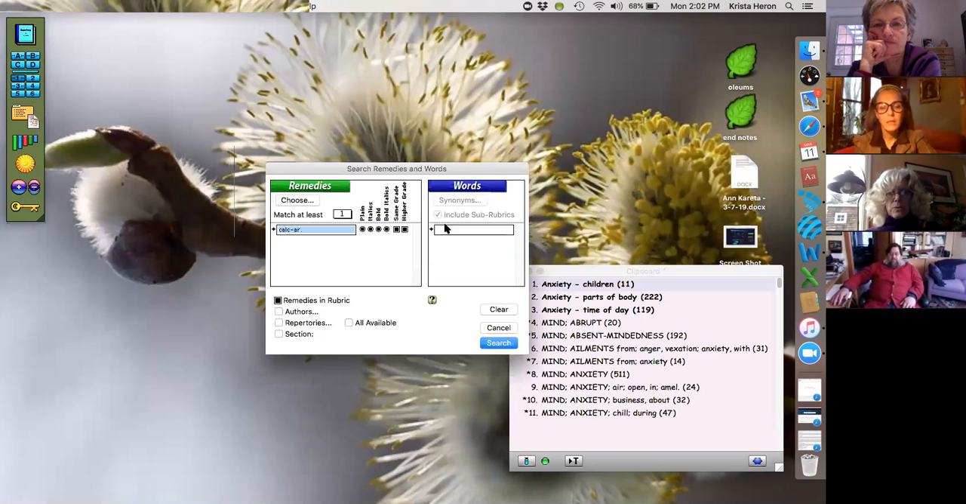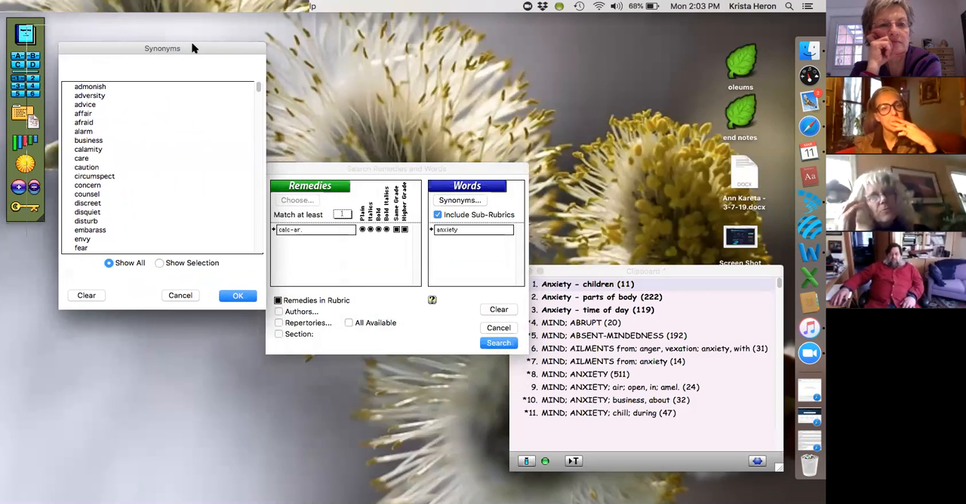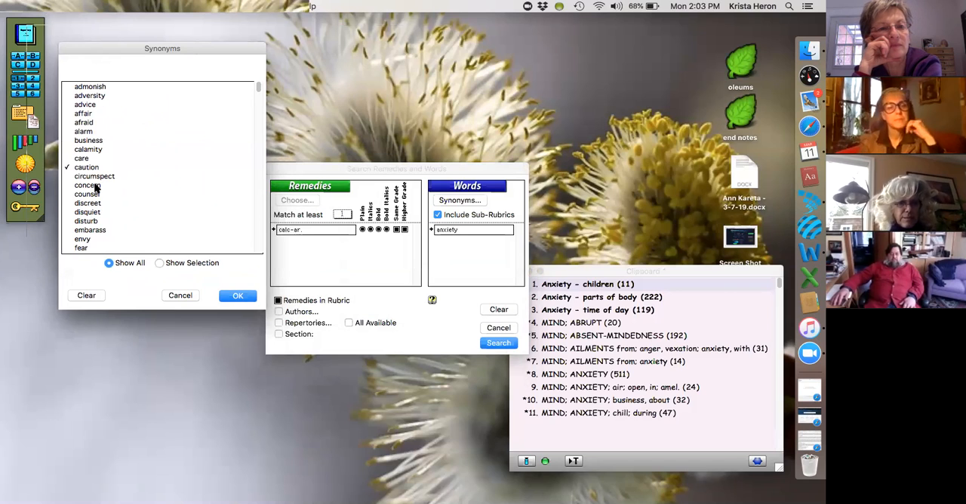If you are writing the word anxiety here, but you're wondering what other kinds of words you might use, you can click on synonyms. Now, this isn't the same as cross-references that I'll show you in a moment. This is just nothing to do with the repertory. It's really just a thesaurus that may or may not, you could write the word disquiet and caution. Oops, it doesn't allow you to do that.